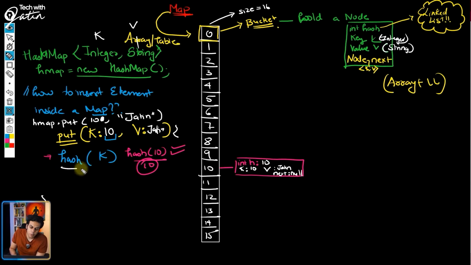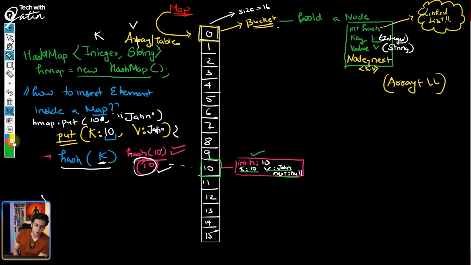Perfect. So we calculated the hash of the key. Key was 10, hash of 10 is going to be 10. So this 10 which got calculated is talking about the bucket index where the node needs to be created. So we got a node created over here, and this node has the information that the hash code is 10, key is 10, value is Jatin, and the address of the next node is null, meaning there is no other linked node in this linked list. Clear?